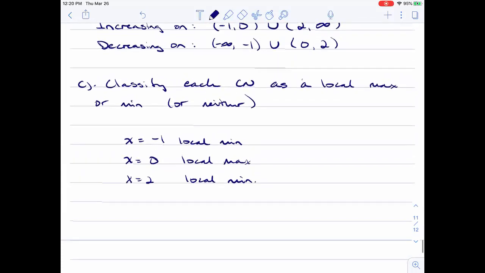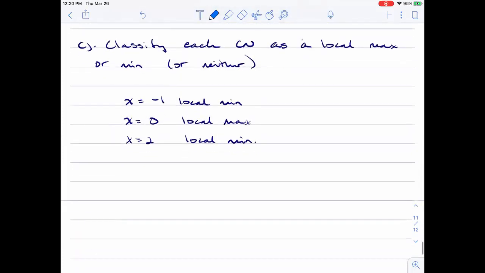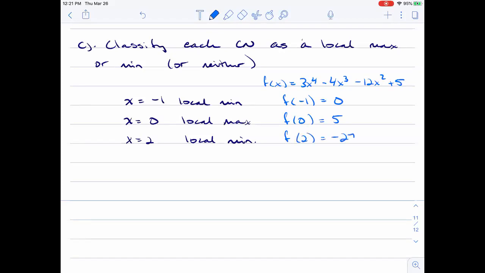What we can do is even use f of x, the original function: f of x is 3x to the 4th minus 4x to the 3 minus 12x squared plus 5. And so f of -1, what is the value when x is -1? At -1, we're at 0. f of 0 is 5, and f of 2 is -27.